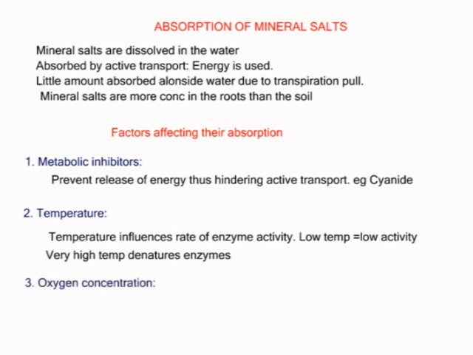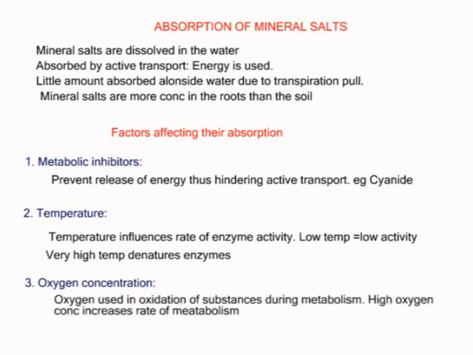Oxygen concentration. Oxygen is necessary in active transport. Why? Because oxygen is used in oxidation of substances that yield energy for use in active uptake of mineral salts. Remember, active transport consumes energy obtained through metabolism. Metabolism involves oxidation of substances, and therefore the amount of oxygen is a factor in determining the rate of metabolism and subsequently the rate of absorption of mineral salts.